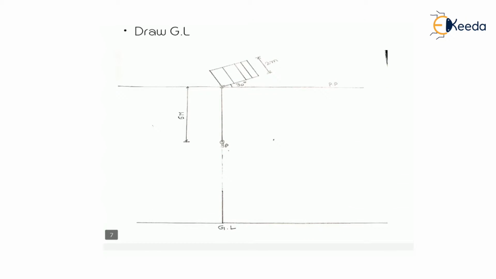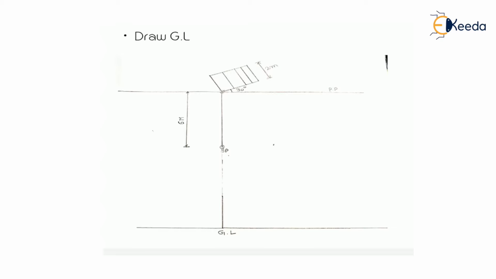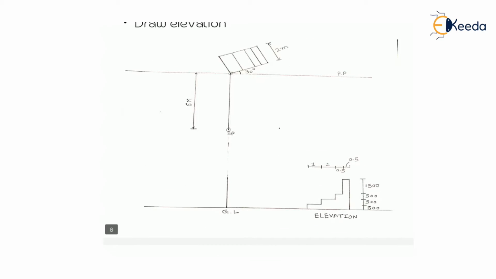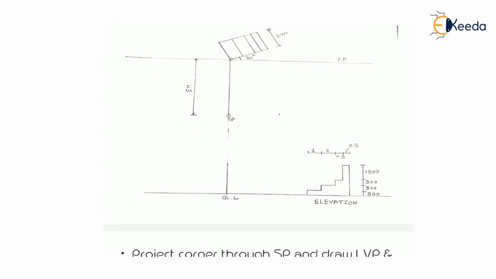Then draw a ground line. The ground line is drawn at any distance from the picture plane, vertically, as a reference line parallel to the picture plane. This is the ground line, and above the ground line the height is about 3 meter. This is the dimension of 3 meter. Then we can draw the elevation, which is given in the problem.